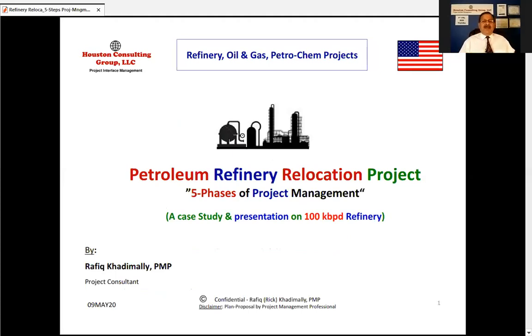Petroleum Refinery Relocation Project. My company name is Houston Consulting Group. I am Rafiq Khadimally, and I offer to be the client's engineer, which is also called owner's engineer. Any conglomerate in a developing country that needs a refinery to be relocated is going to hire my kind of consultant, and I'm going to advise and guide them all the way through.